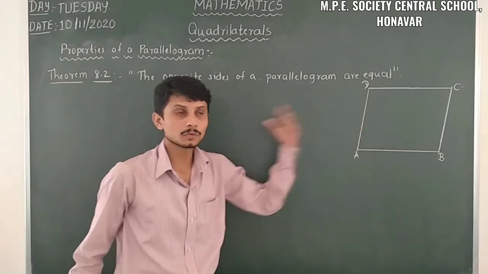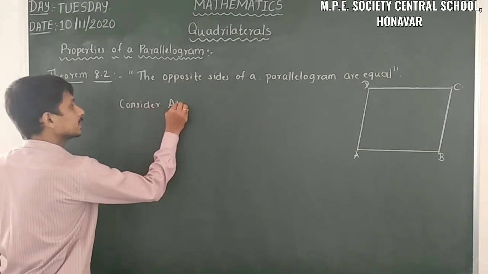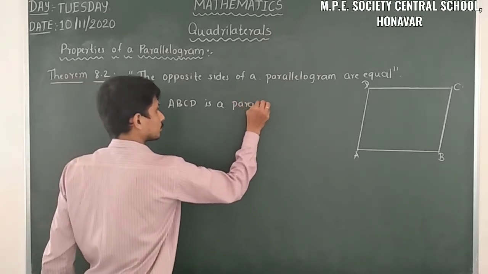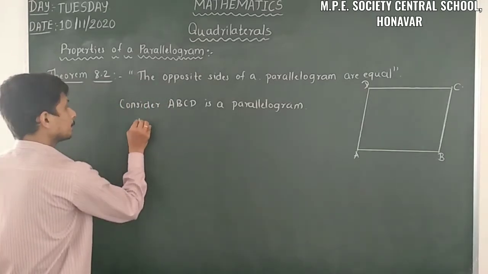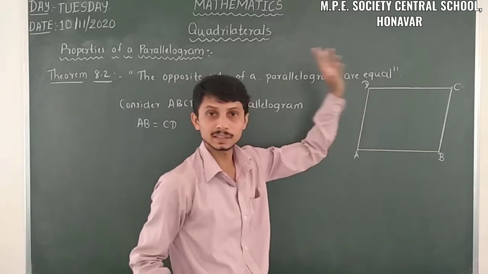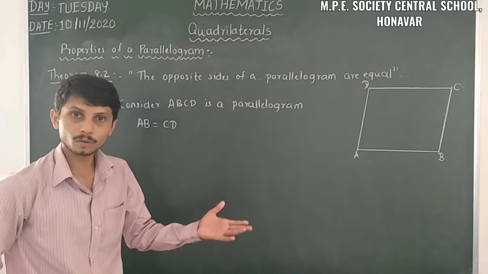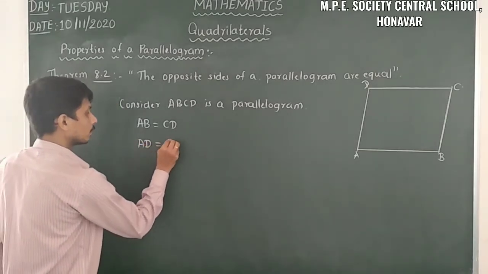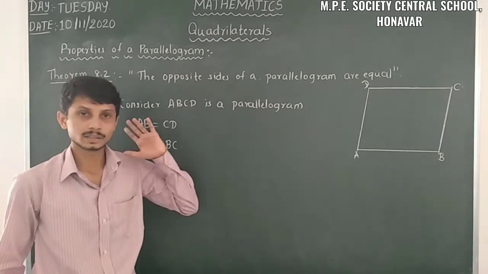It is a parallelogram. So when we consider ABCD as a parallelogram, then AB is equal to CD. Those two are opposite sides, and AD and BC are the other pair of opposite sides. Those two are also equal, that is AD is equal to BC. So these two pairs of opposite sides are equal here.